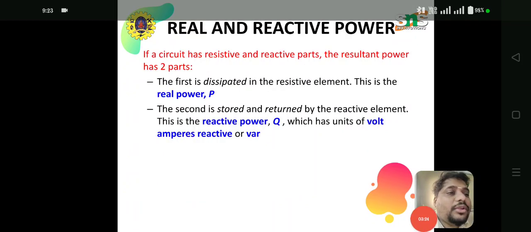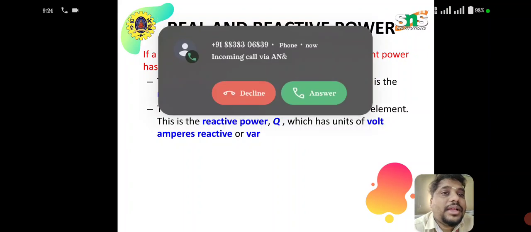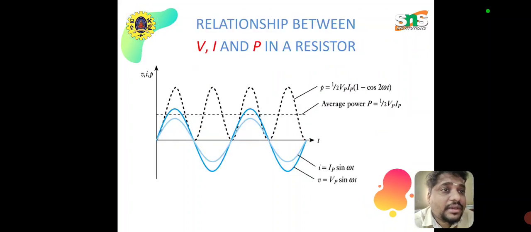Now real and reactive power. If the circuit has resistive and reactive parts, the resultant power has two parts. First, the part dissipated in the resistive elements. This is the real power, that is P. The second is stored and returned by the reactive elements. This is the reactive power Q, which has the unit volt-ampere reactive or VAR.